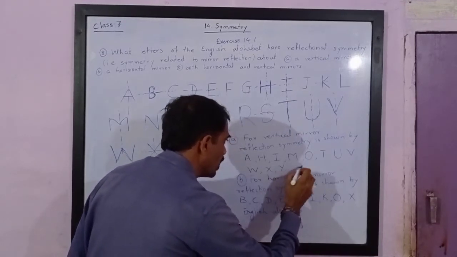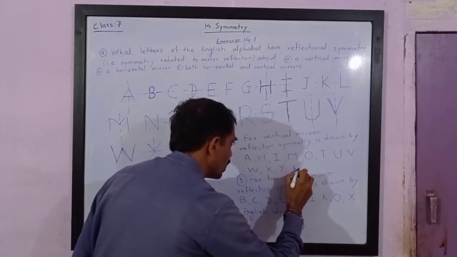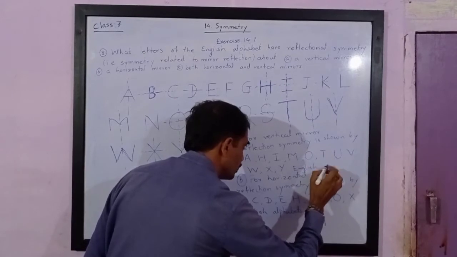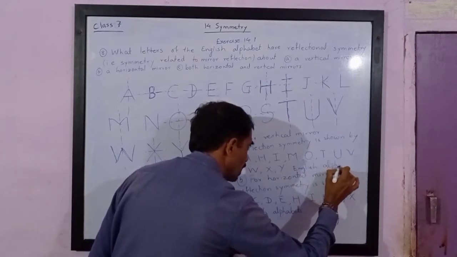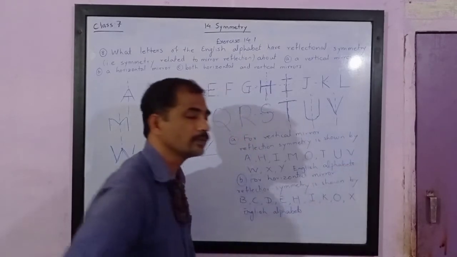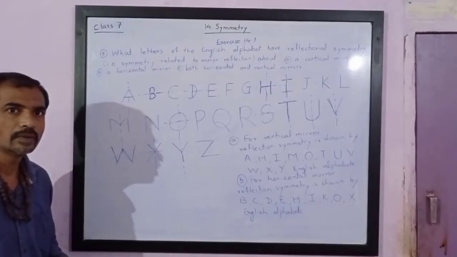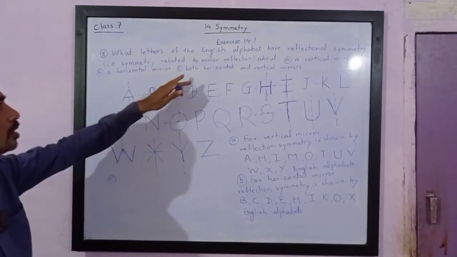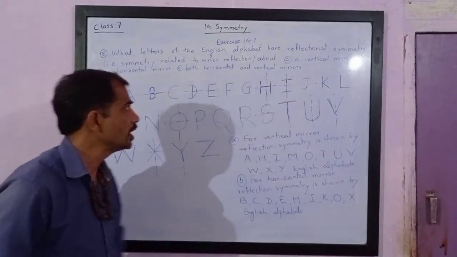I have forgotten to write here. Word you also write English alphabets. Next is C. Both horizontal and vertical mirrors.